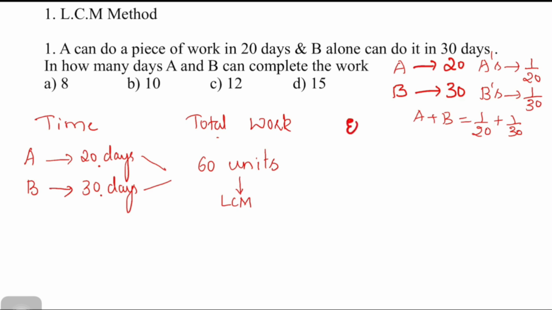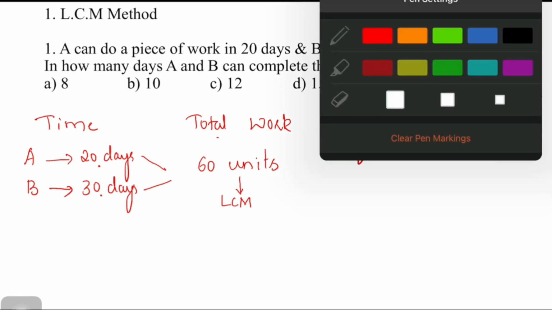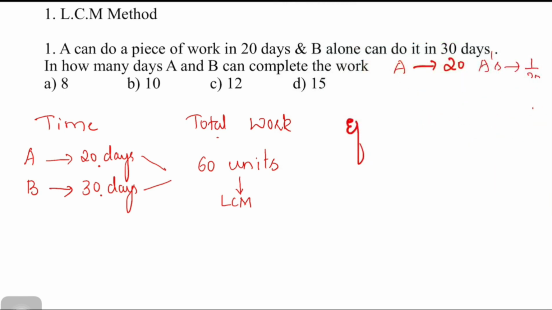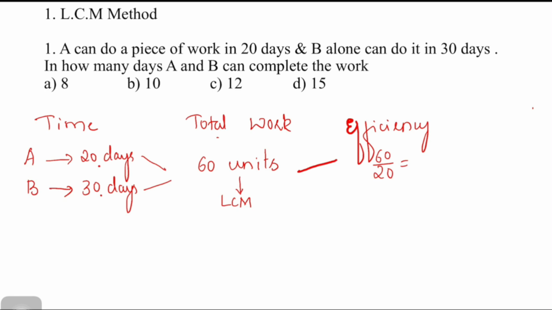Now, the third part is efficiency. We have to calculate the efficiency of A and the efficiency of B separately. So what is the efficiency of A? 60 units of work is done in 20 days. A can do it in 20 days. So in one day, how many units of work can A do? It is 60 by 20, which is equal to 3.